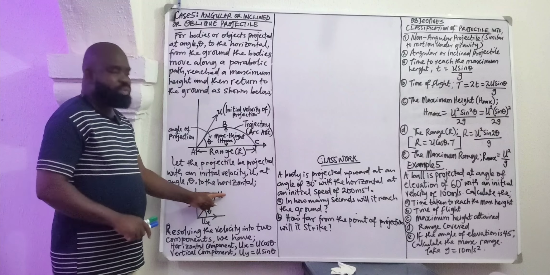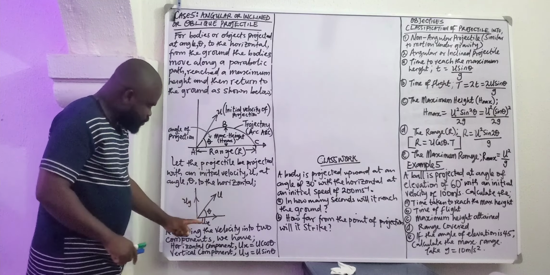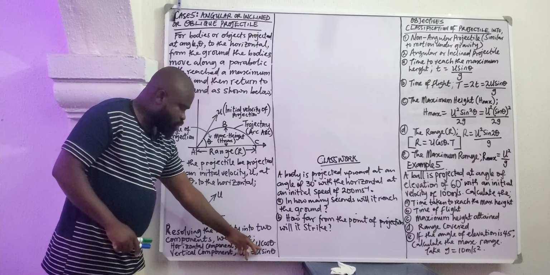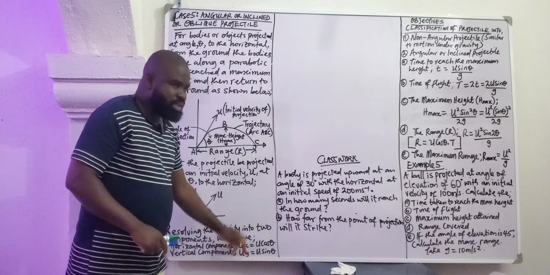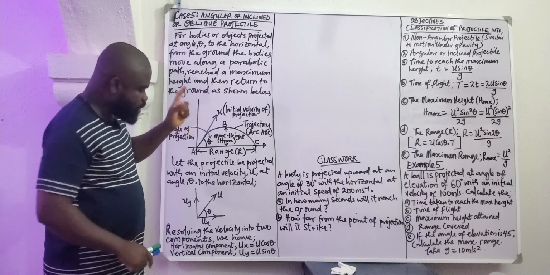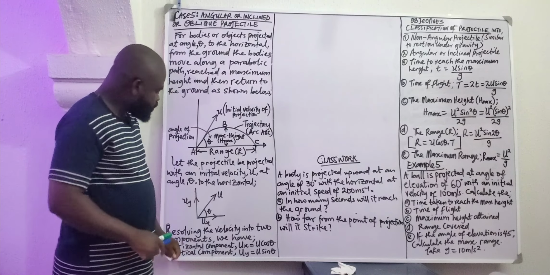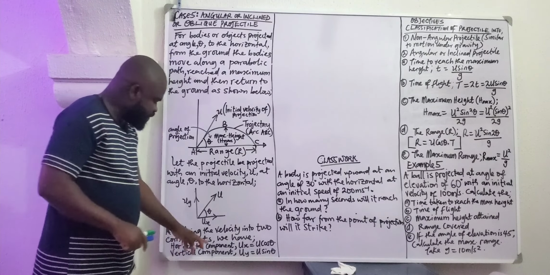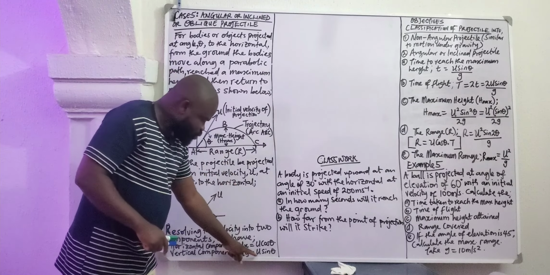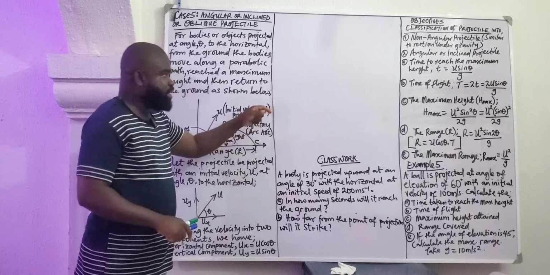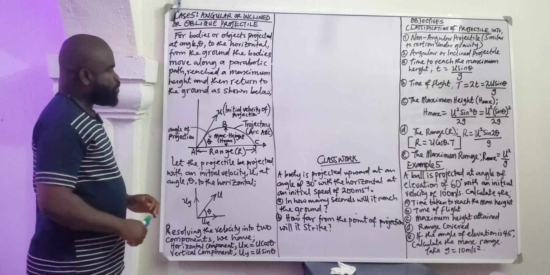When we resolve this velocity u at angle theta to the horizontal, ux becomes u cos theta. So everywhere we have ux in the previous cases, we can replace it with u cos theta, now in inclined projection. Likewise, everywhere we have uy, that is the vertical component of the velocity, we can replace it with u sine theta here in inclined projectile. So that is the point we want to establish.